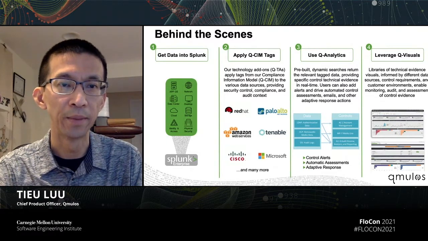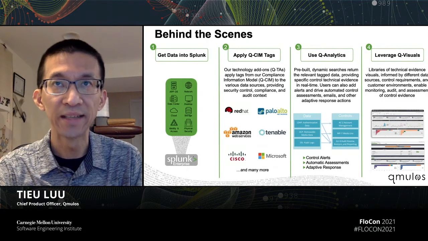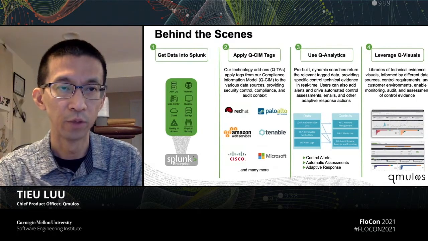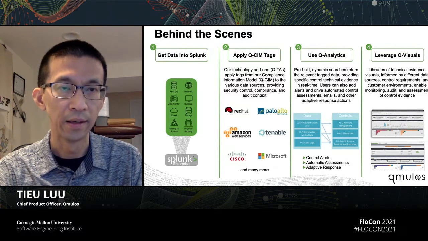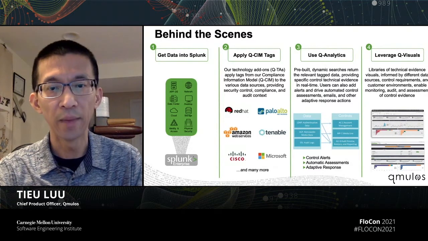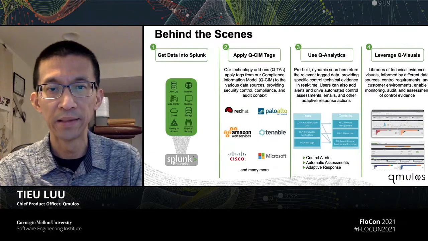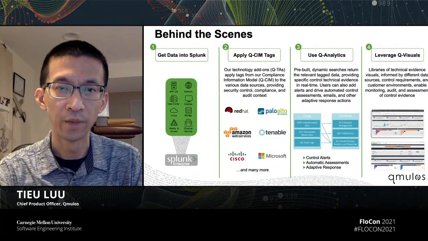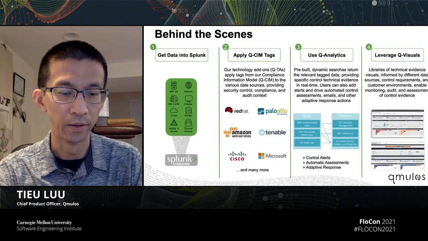Step two is apply Q syntax. What that means is you're taking the data that you're ingesting and you're basically mapping it to our data model, our compliance information model. That's what we call the QSIM, the Cumulative Compliance Information Model. That takes that data, normalizes it against a common format, and we use that common format to then develop the Q analytics, a set of queries based on the specific requirements of the security controls, along with different automation actions, alerts, and so forth that help you take action on the data that's pulled in.